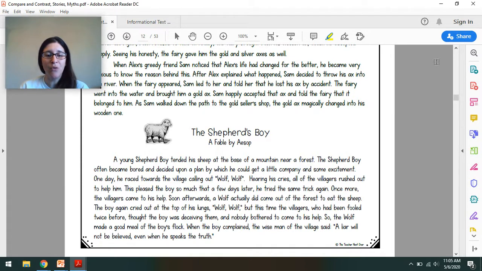Soon afterwards, a wolf actually did come out of the forest to eat the sheep. The boy again cried out at the top of his lungs, "Wolf, wolf!" But this time the villagers, who had been fooled twice before, thought the boy was deceiving them, and nobody bothered to come to his help. So the wolf made a good meal of the boy's flock. When the boy complained, the wise man of the villagers said, "A liar will not be believed, even when he speaks the truth."